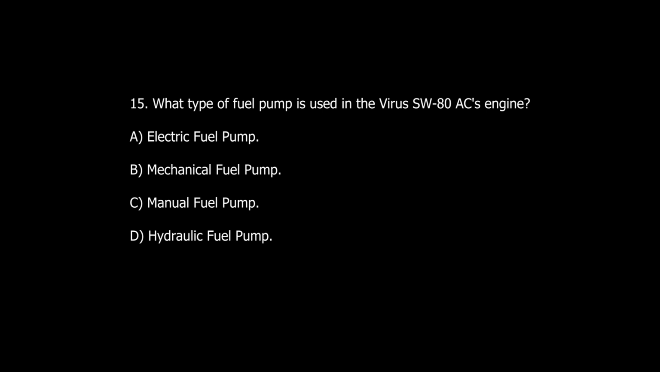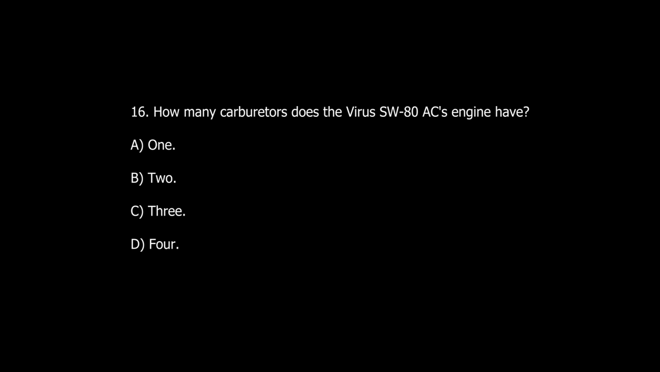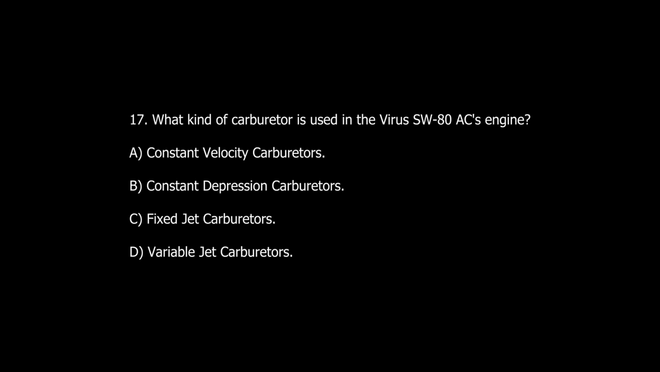Question number 15. What type of fuel pump is used in the Virus SW-80 AX engine? A. Electric fuel pump. B. Mechanical fuel pump. C. Manual fuel pump. D. Hydraulic fuel pump. Question number 16. How many carburetors does the Virus SW-80 AX engine have? A. 1. B. 2. C. 3. D. 4.